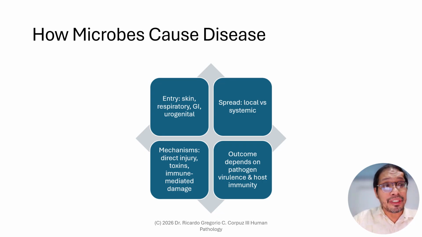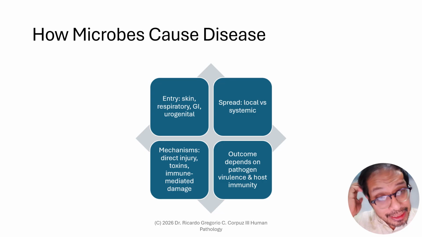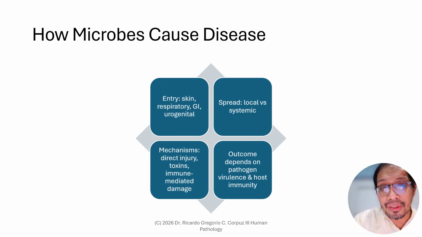Mechanism of tissue injury. Microbes cause disease through three major mechanisms. Direct injury: viruses causing cytopathic effects, intracellular bacteria disrupting cell function. Toxins: exotoxins like diphtheria toxin and cholera toxin directly damage or dysregulate cells. Endotoxin, LPS, triggers systemic inflammation and shock.